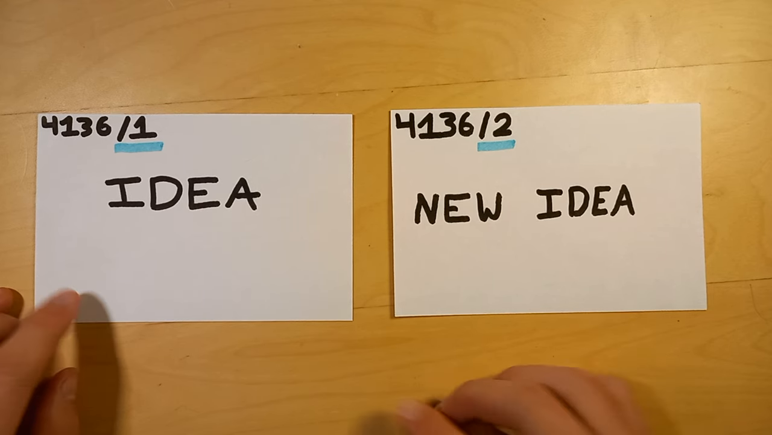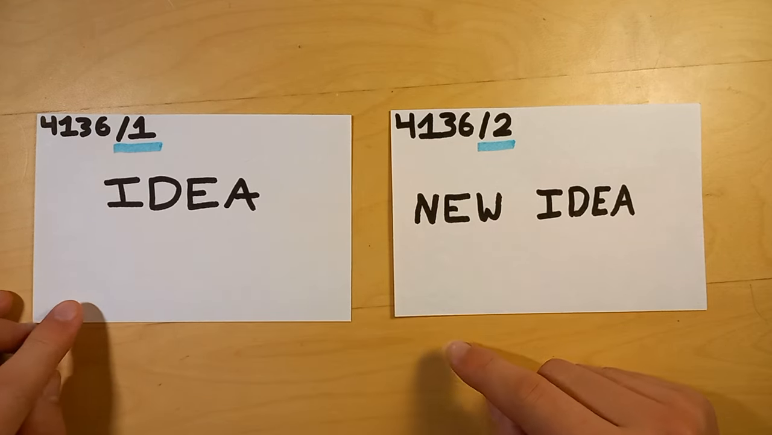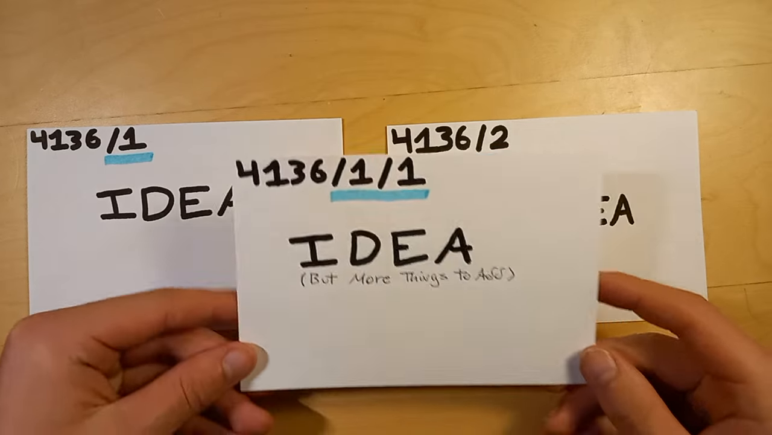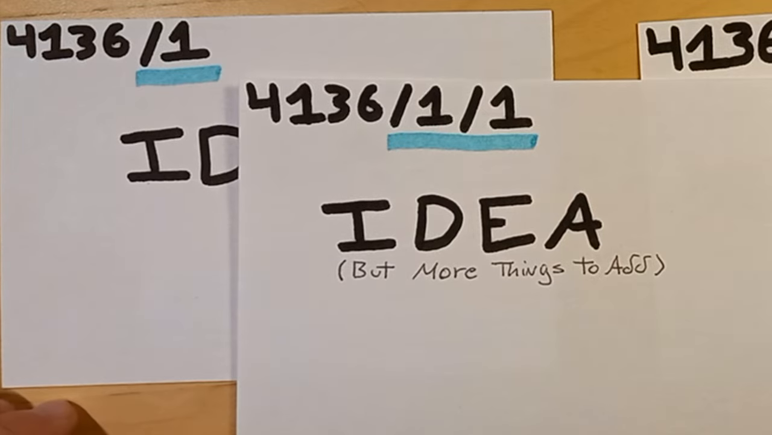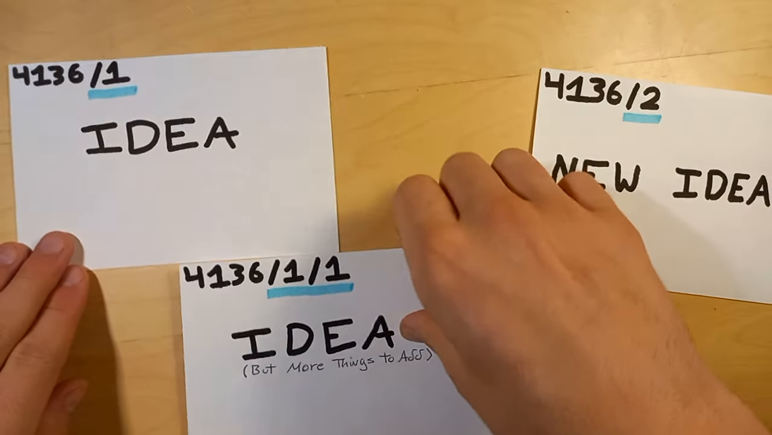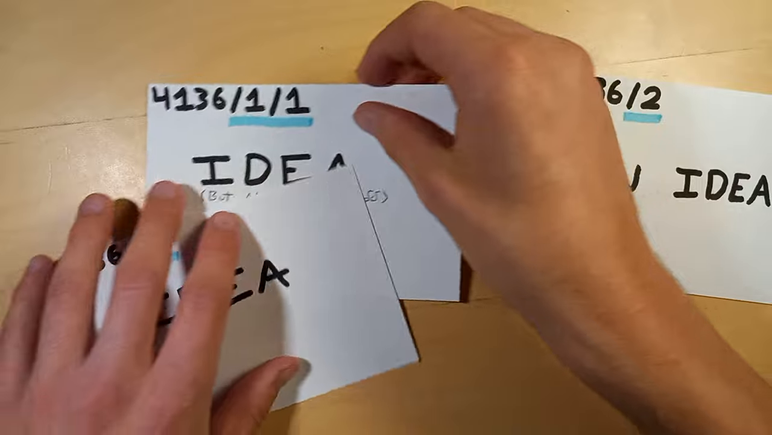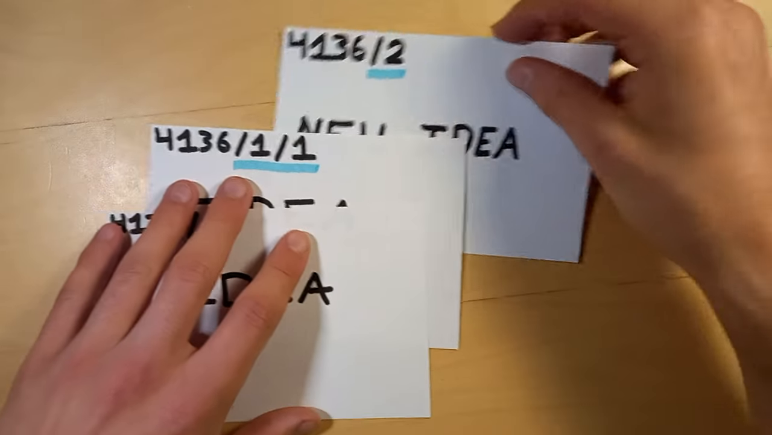Simple enough. But what if you want to expand on this idea? You already have the /2 there. Well, then that's also simple enough. You just add a /1. There you go. Now this card is expanding on what you wrote about here. So here's how your cards go. You have 4136/1, 4136/1/1, and 4136/2.